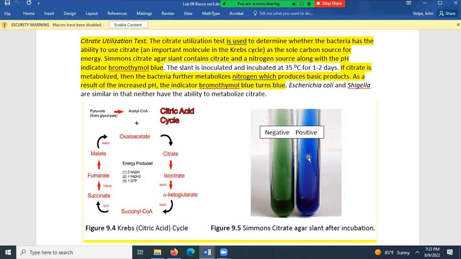Any question about that? So if citrate is metabolized, nitrogen will be metabolized. You use nitrogen, you make ammonia, which is basic, and a base will change the pH, turning the tube a blue color.